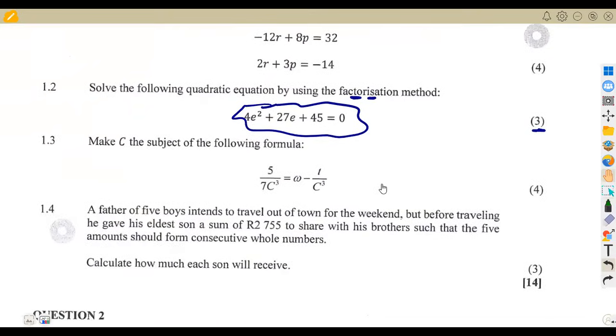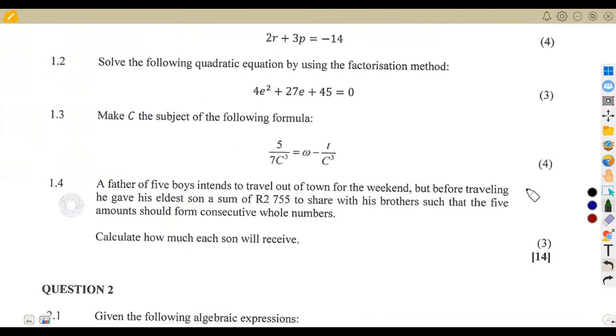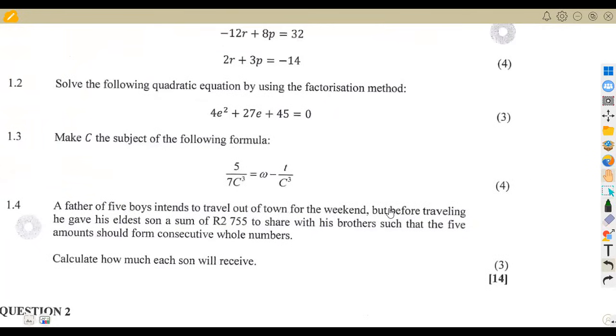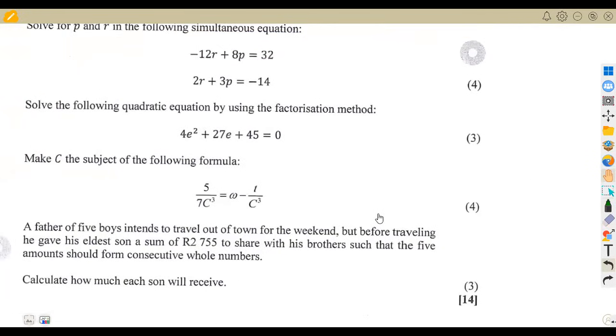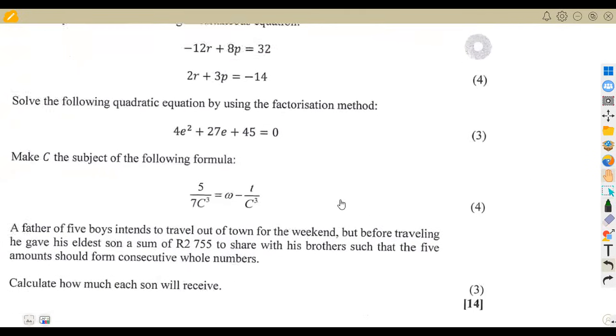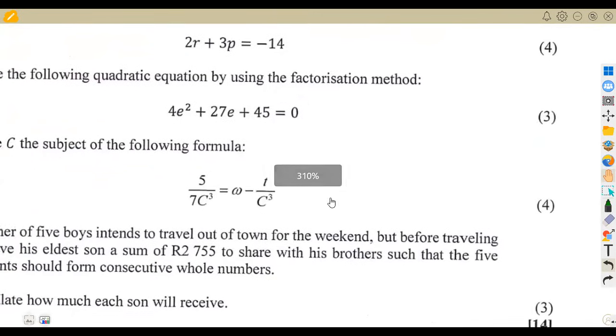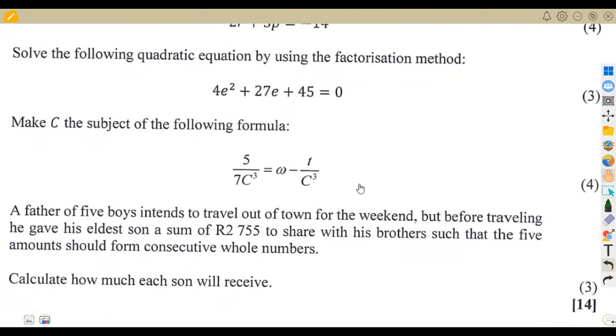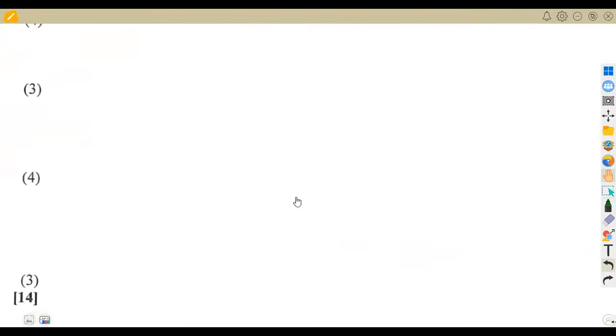Then we move on to 1.3, whereby we are now asked to make C the subject of the formula. Okay, so this is our equation. So there we are asked to make C the subject of the formula, and that was 4 marks. All right, so we're going to take this aside, 1.4. Okay, so that was 1.3. Okay, so there we are given that, that was 5 over 7, not 7.